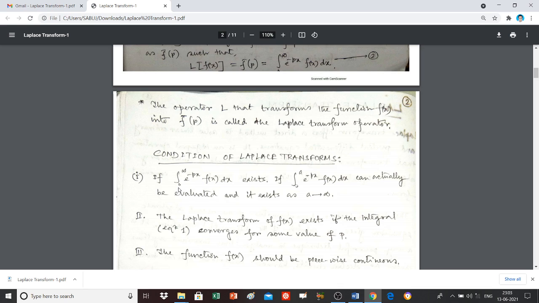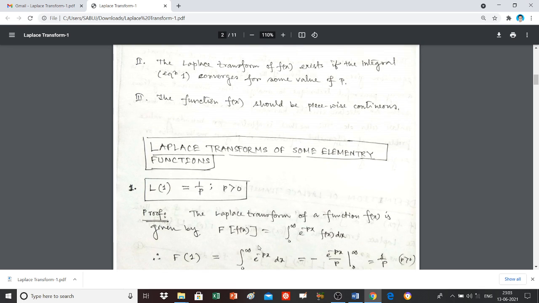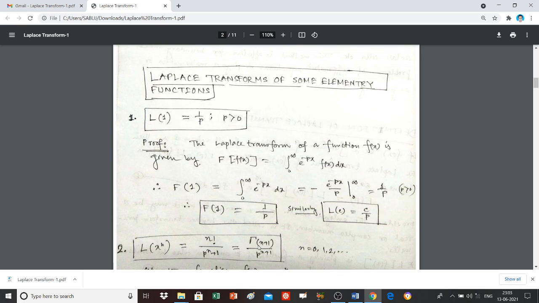Number one is the integral part, that is 0 to infinity e to the minus px f(x) should exist. Number two, the Laplace transformation of f(x) exists if the integral converges for some value of p. And number three is the function f(x) should be continuous, or at least piecewise continuous. So now come to the next topic, that is Laplace transform of some elementary functions.